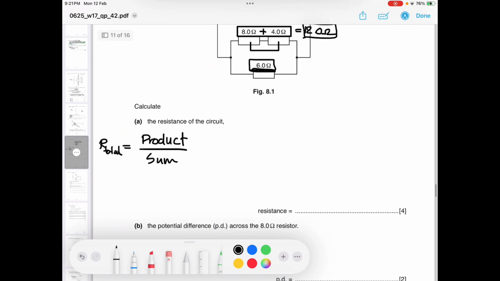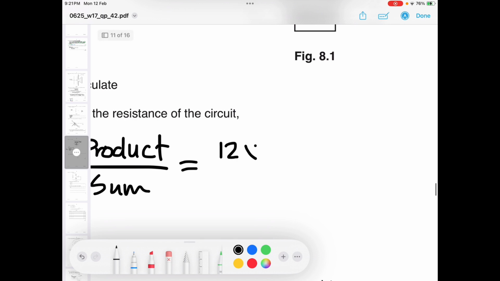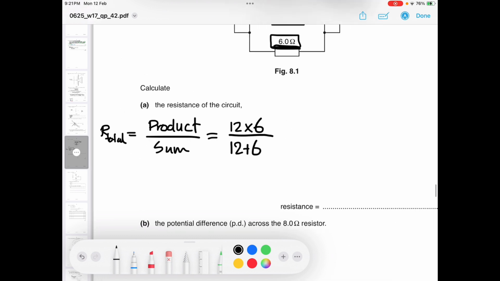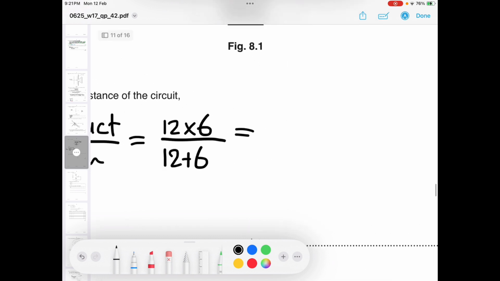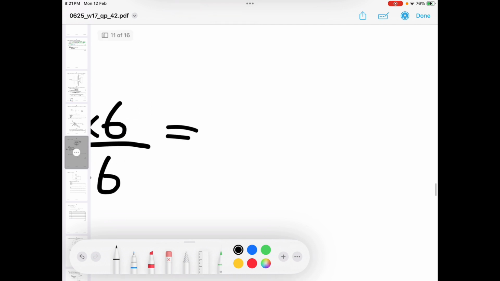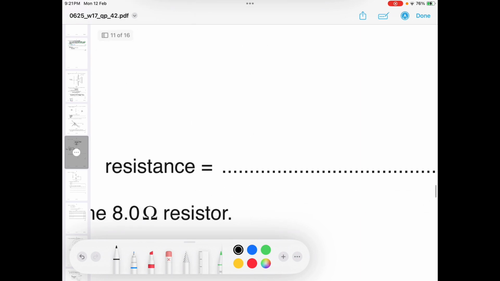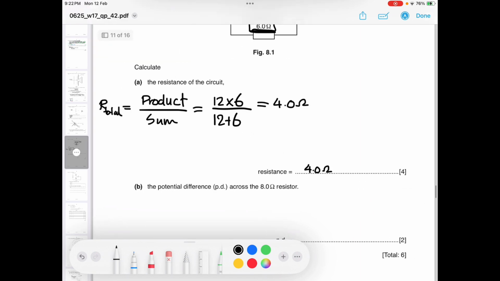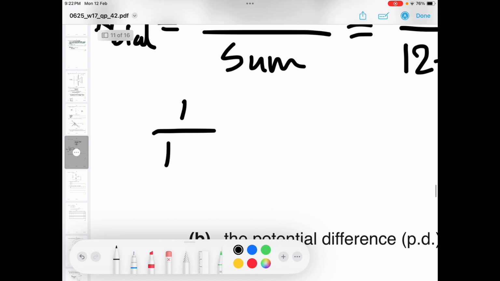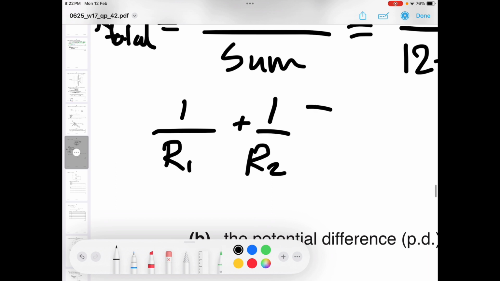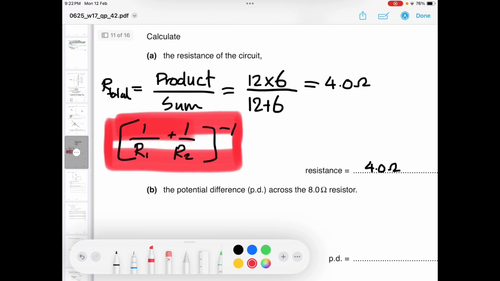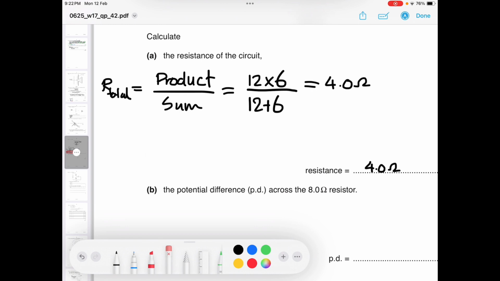Product as in 12 times 6 over 12 plus 6. And this gives me 72 over 18, which is 4. This is 4 ohms. There is also another way you can do it. You know, the usual (1/R1 + 1/R2) to the power of -1, but I don't really prefer this method. I don't like it. Okay, so this one is easier.